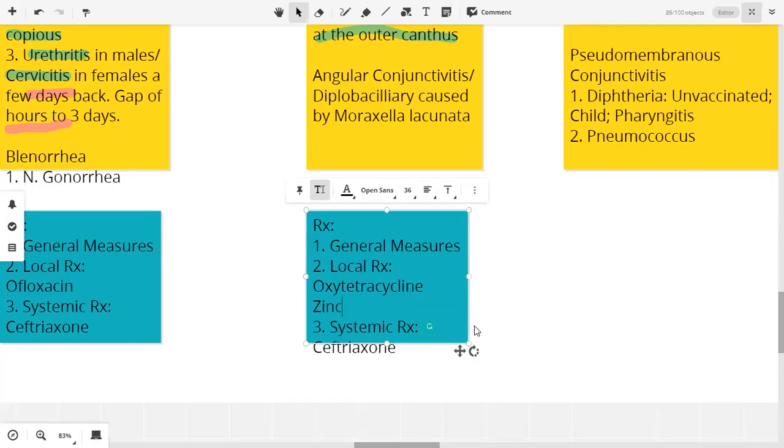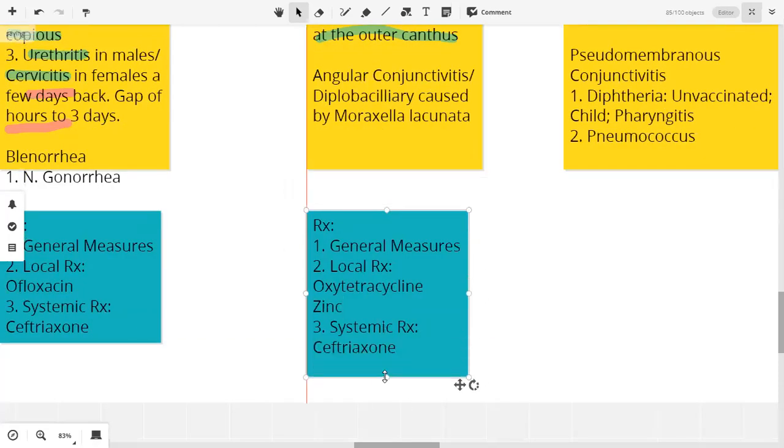Zinc is very important. MCQs will come on zinc, not so much on oxytetracycline, but more on zinc, because it's a buzzword. It's a very favorite thing on which MCQs come. Zinc oxide or zinc sulfate. These are the 2 ointments which are effective in treatment of angular conjunctivitis. One is oxytetracycline and the second is zinc oxide or zinc sulfate. Zinc is a buzzword.